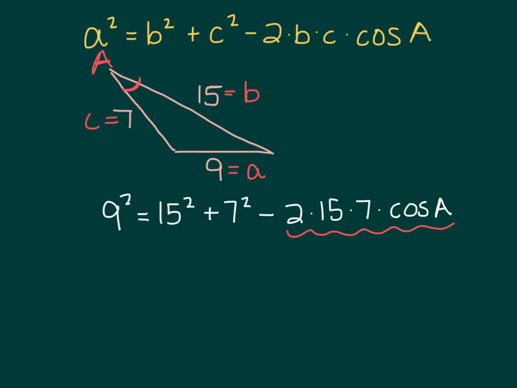So what I can start with, this is all numbers here, so I can do 15 squared plus 7 squared, and I can go ahead and do 9 squared. So see those 3 sections that I just sort of underlined? Here, here, and here? Those are kind of the chunks that you would start this with. Okay, so 9 squared is 81. 15 squared plus 7 squared is 274. Minus, and then let's see, that's 30 times 7. So that's 210 cosine A.